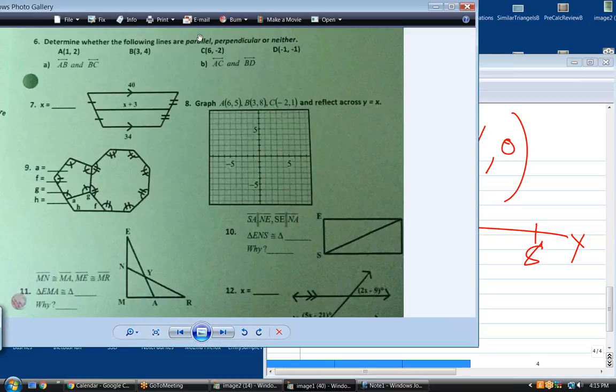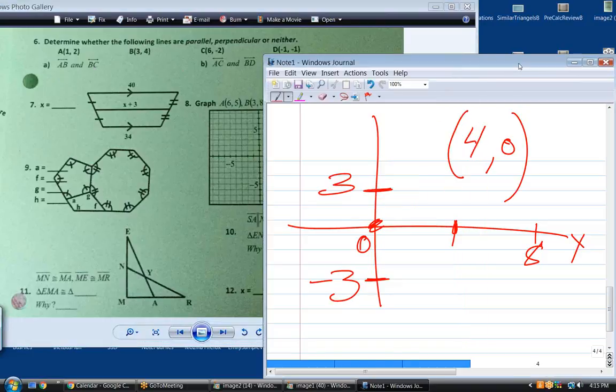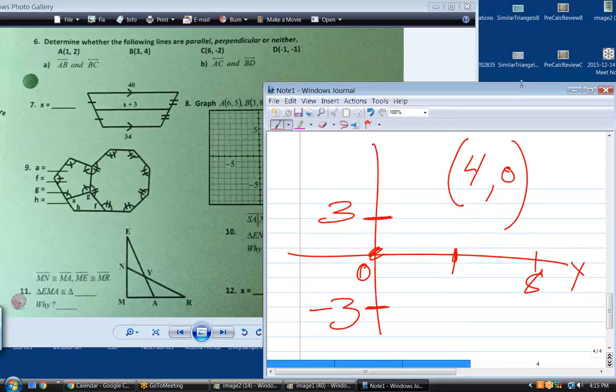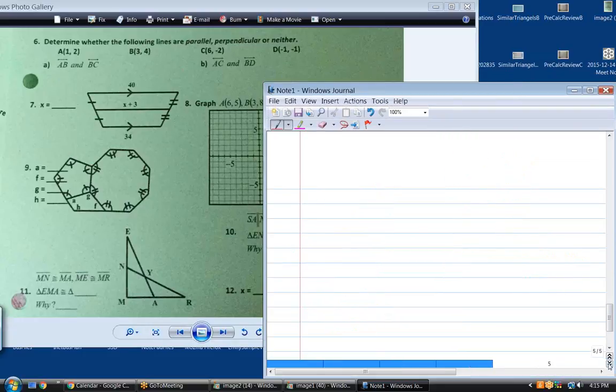So how do we determine if two lines are parallel? Parallel is the same slope. They're talking about AB, BC, AC, and BD. So we're going to need to figure out the slopes of all of these lines. So what's the slope of AB?